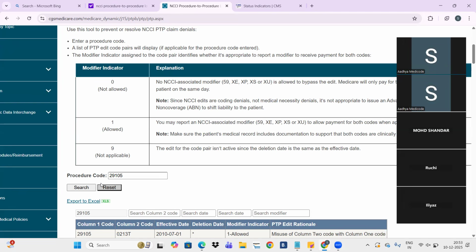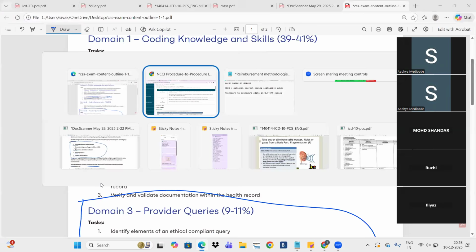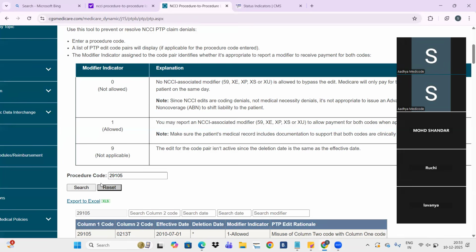Yes. Thank you. Next, medical necessity. Sir, can you please repeat the definition for the edit values? 0: not allowed, we should not code together. 1: we need to append the 59 modifier. 9: we can code directly together.